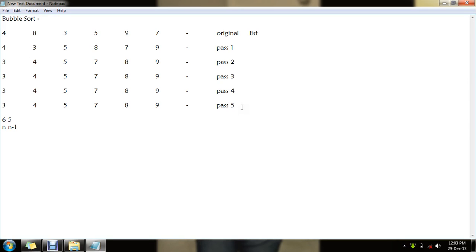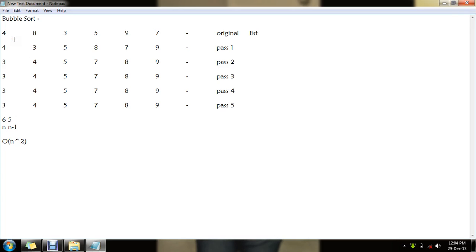Also, the complexity of the algorithm is big O of n square. This is because if you see the code of bubble sort, there are 2 loops inside. So we compare every element with every other element. Therefore it takes 2 loops.